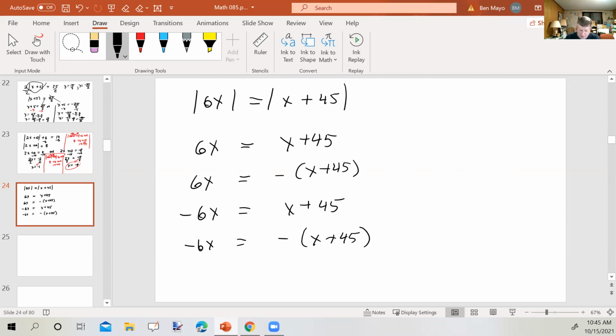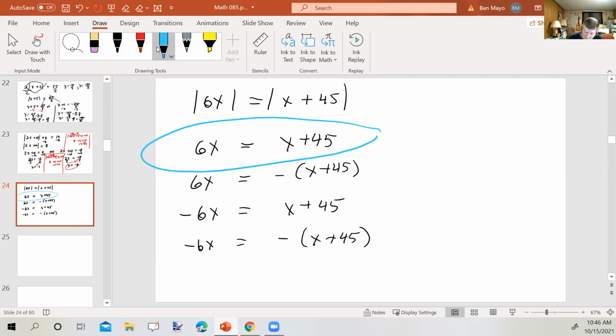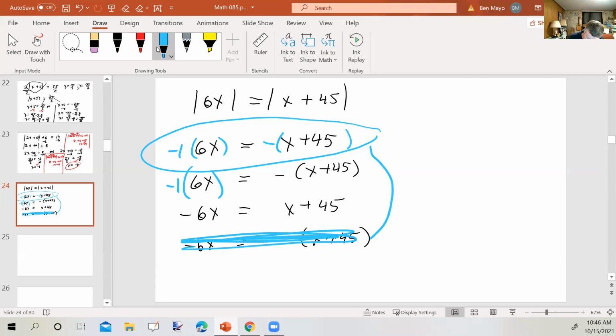However, notice something. If we were to take this equation and multiply both sides by -1, we would have this bottom equation. So in fact, they are the same equation, so we don't need that. Likewise, if we were to take this equation and multiply it by -1, we'd get this equation. So we don't need this one. So what does that give us?